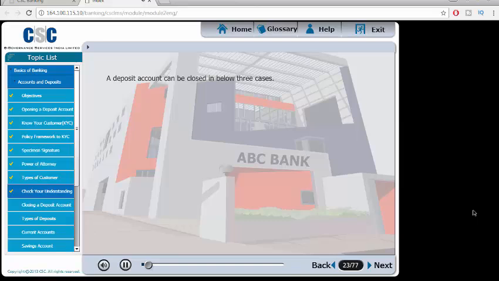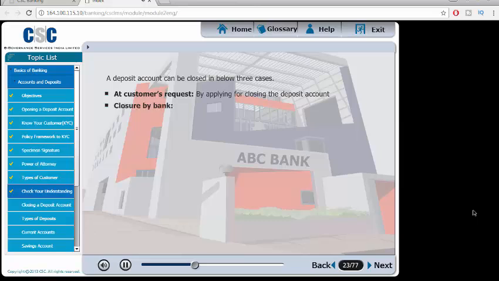A deposit account can be closed in the below 3 cases. At customer's request: a customer is entitled to terminate the relationship with a bank by applying for closing the deposit account if he or she is not satisfied with the services of the bank or for any other reason, such as transfer or relocating to another place.